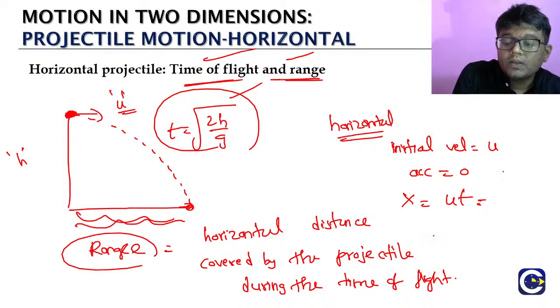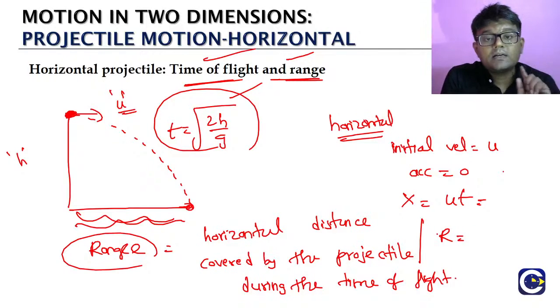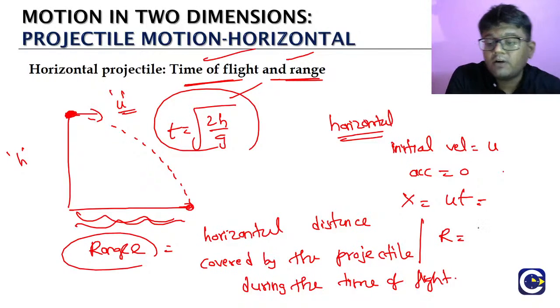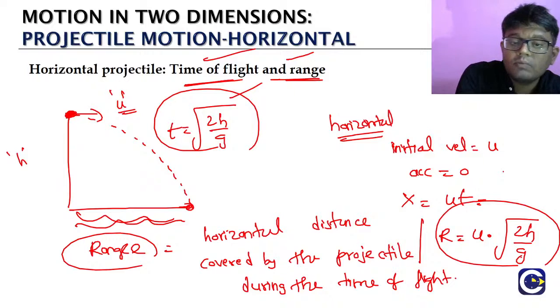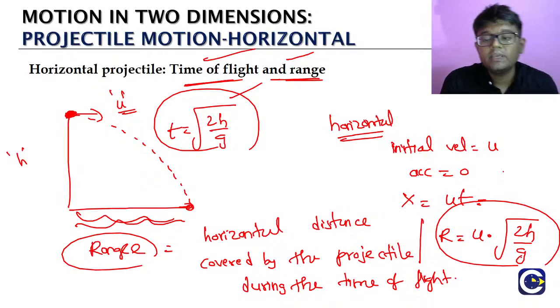T is the time. So we want the range, which is generally given by the symbol capital R. Range will be the horizontal distance covered in the total time of flight, means u into the time of flight, which is root 2h by g. So this is the formula for the range.